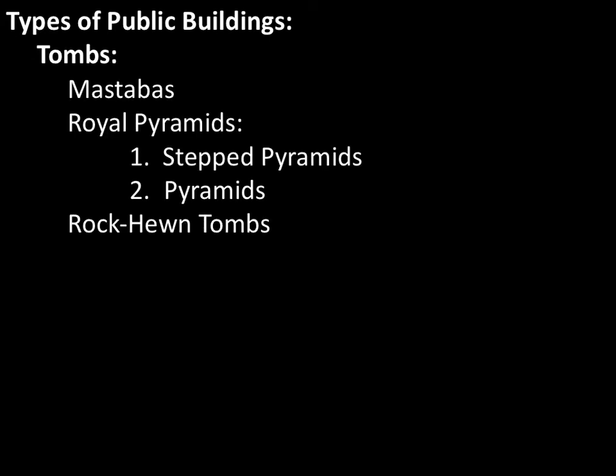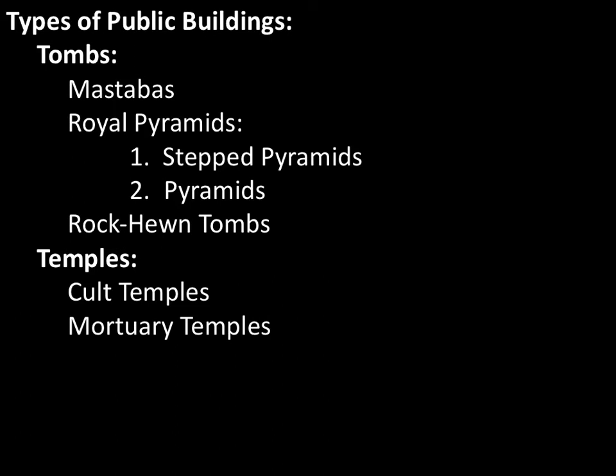So starting in more detail on the public buildings, we're going to be looking at three different types of tombs. First, we're going to be looking at mastabas. We'll see some pictures in a second here. And then the royal pyramids, both the stepped pyramids and then what we think of as the smooth-sided pyramids later in the culture. And then also rock-hewn tombs. And in terms of the temples, we'll be looking at the cult temples and the mortuary temples. And these are the major structures that tell us what was going on in ancient Egypt.